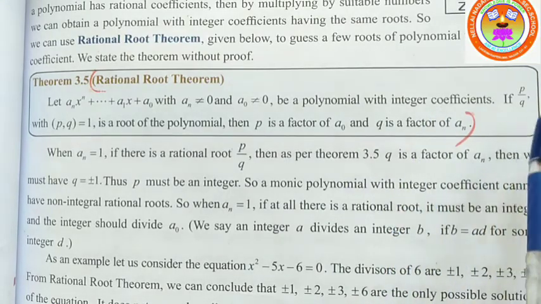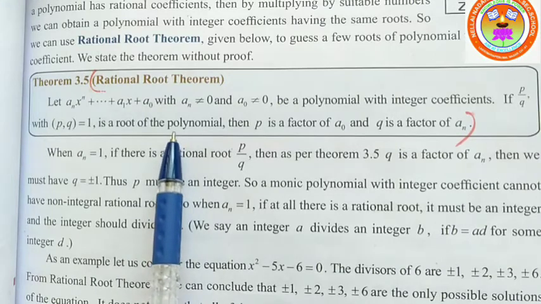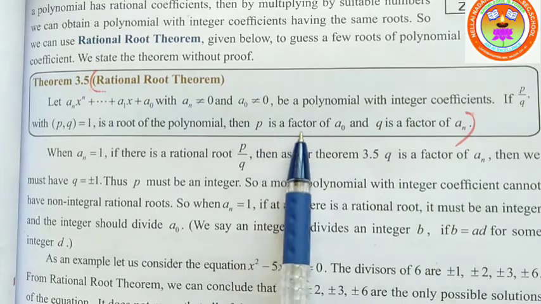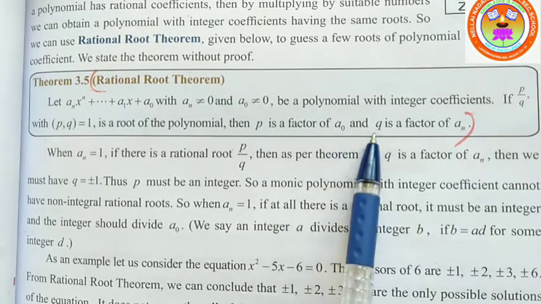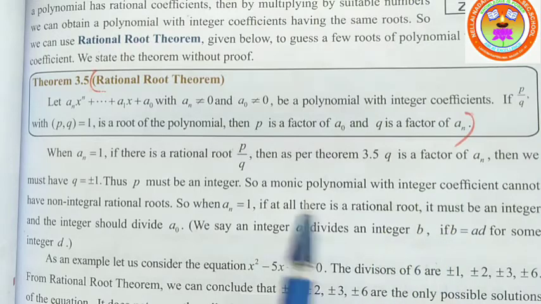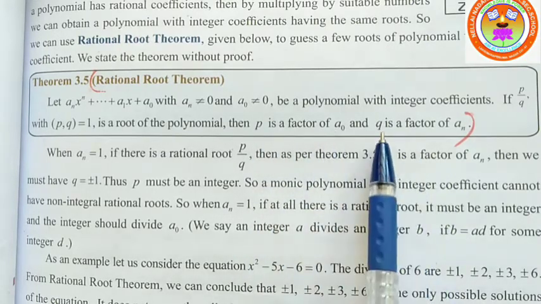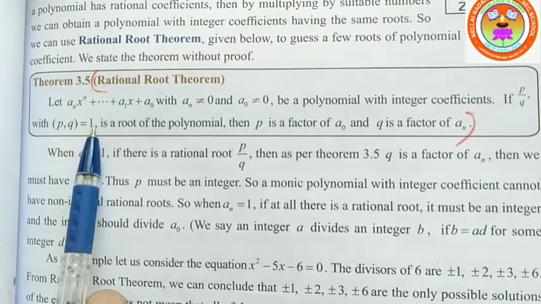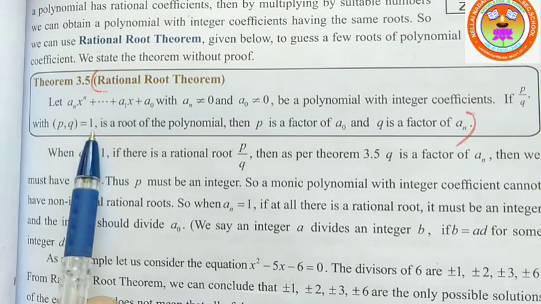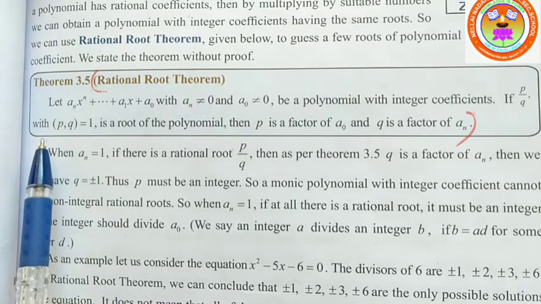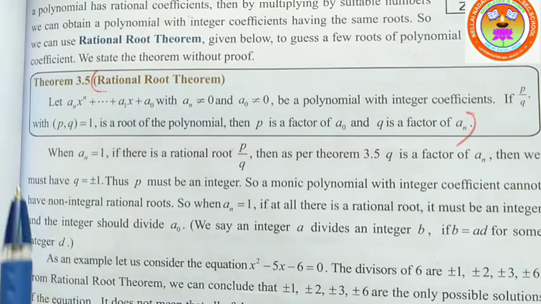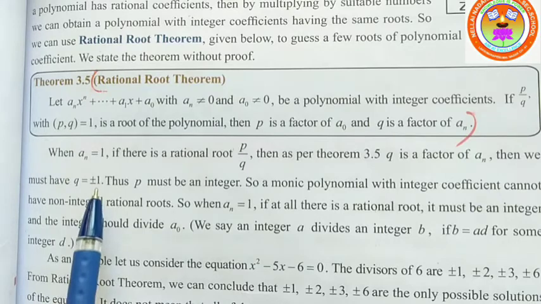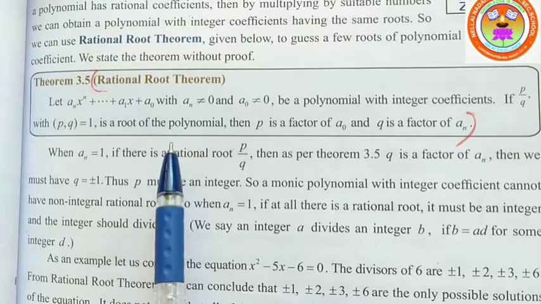If the rational number p by q is a root of the polynomial, then p is a factor of a0 and q is a factor of an, but p and q are co-prime. This means the gcd of p and q is equal to 1, that is, the integers p and q are co-prime. Co-prime means there are no common factors for p and q. This is called the rational root theorem.